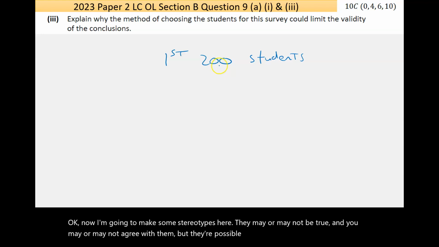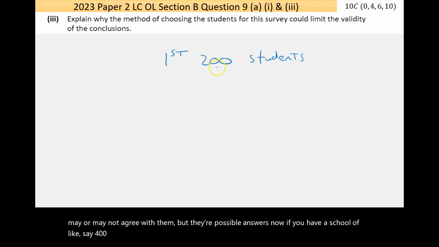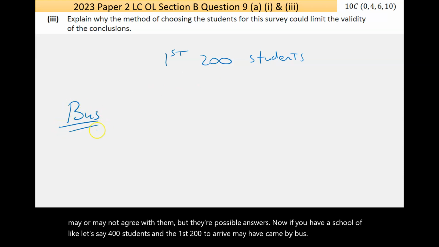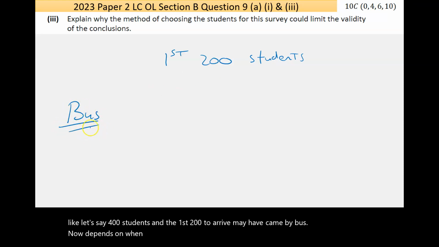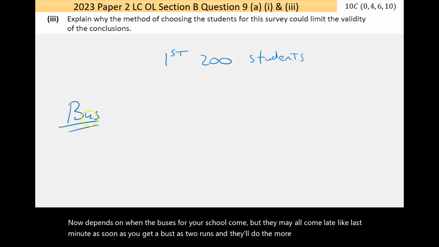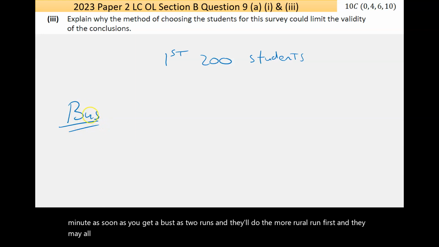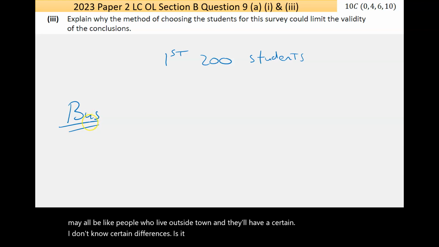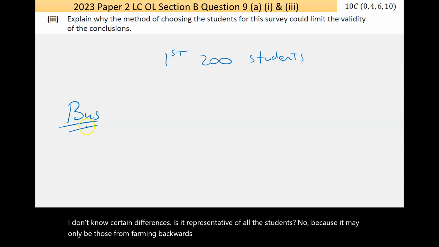Now, if you have a school of, like, let's say 400 students, and the first 200 to arrive may have come by bus. Now, it depends on when the buses for your school come, but they may all come late, like last minute. But sometimes a bus does 2 runs, and they'll do the more rural run first, and they may all be people who live outside town, and they'll have certain differences. Is it representative of all the students? No, because it may only be those from farming backgrounds or more rural backgrounds.